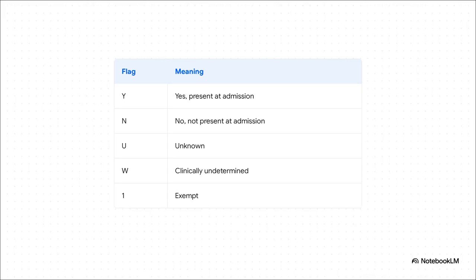Now, you don't just get to guess here. There is a strict system of 5 official reporting flags, and every single diagnosis on a claim needs one. Y means yes, it was present. N means no, it wasn't, meaning it developed after they were admitted. U is for when the documentation is unknown or insufficient. W means it's clinically undetermined by the provider. And 1 is reserved for conditions that are completely exempt from POA reporting, like certain congenital defects.